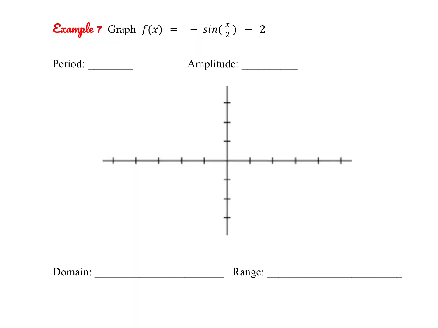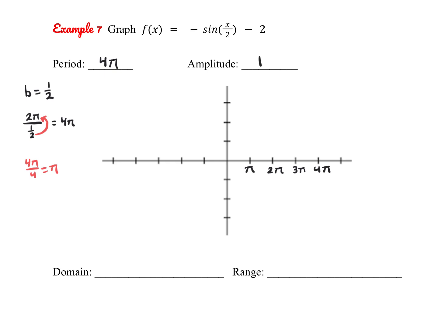All right, let's try one more together. I have a lot of changes going on here. So let's start with this period change. Here, I can see that my b value is 1/2. So if I do 2 pi divided by 1/2, remember that's multiplying by the reciprocal, so it actually equals 4 pi. So my period is 4 pi. So if you take your period and split it into 4 parts, that means we're going to scale by pi. So pi, 2 pi, 3 pi, and 4 pi.